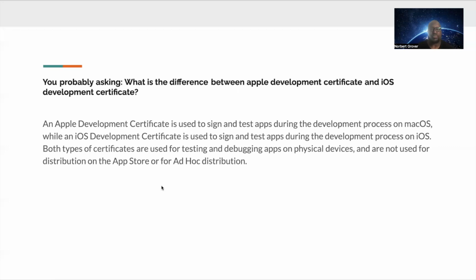You're probably asking what's the difference between the Apple development certificate and the iOS development certificate. The Apple development certificate is used to sign and test apps during the development process on macOS, while the iOS development certificate is used to sign and test apps during the development process on iOS. While both certificates are used for testing and debugging apps on physical devices, they are not used for distribution on the App Store or for ad hoc distribution.